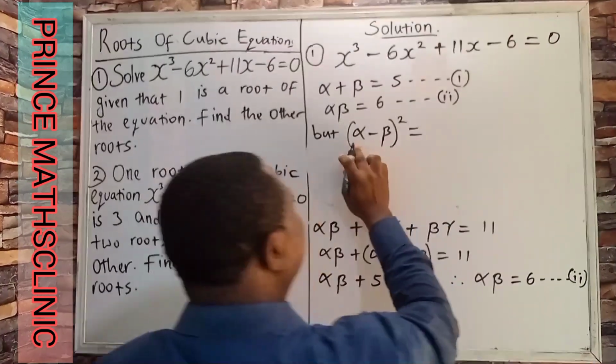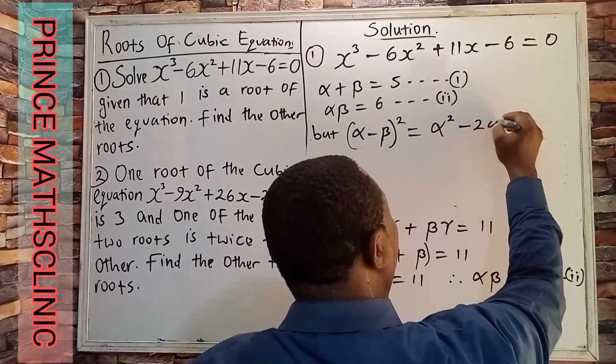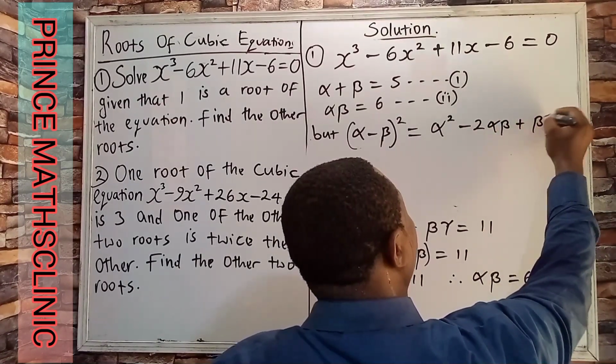If you expand alpha minus beta squared, you are going to get alpha squared minus 2 alpha beta plus beta squared.